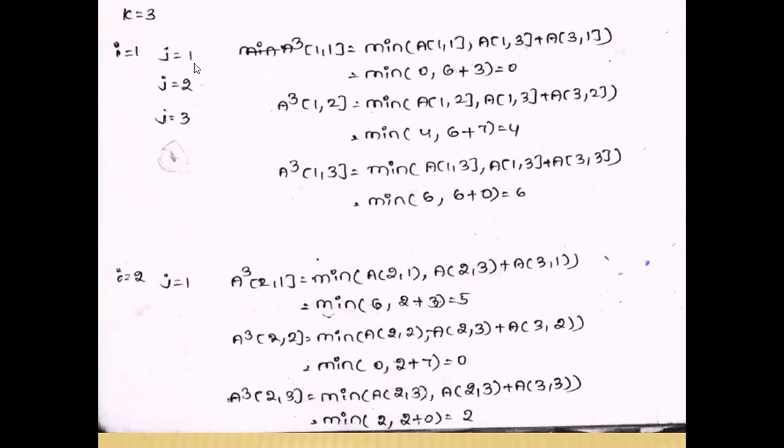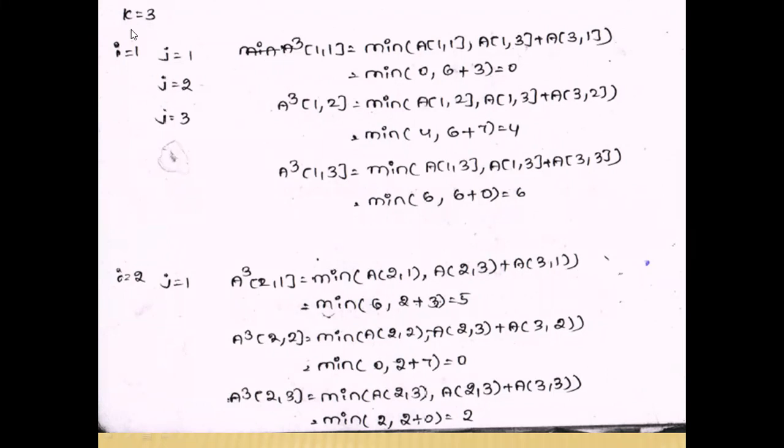First, for i equal to 1, j equal to 1, j equal to 2, j equal to 3. So first we calculate A power 3 of 1,1, 1,2, and 1,3. For i equal to 1 and j equal to 1, we calculate A 1,1; for j equal to 2, we calculate A 1,2; for j equal to 3, we calculate A 1,3. So in total we calculate 3 values. That is the shortest path through intermediate vertex 3.